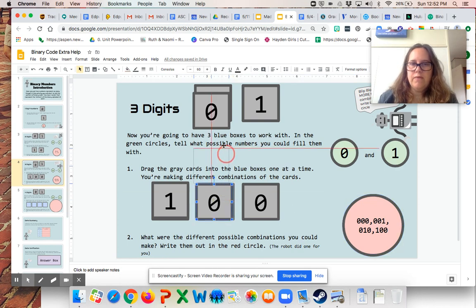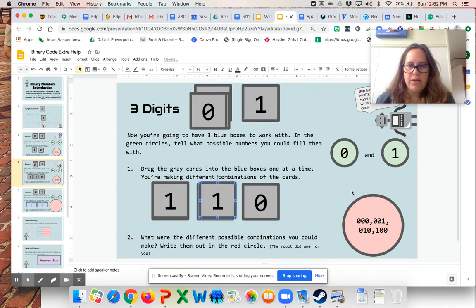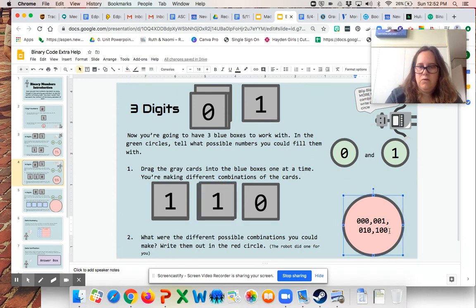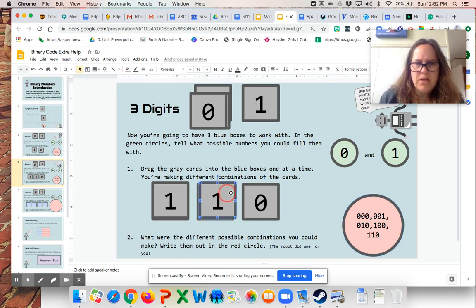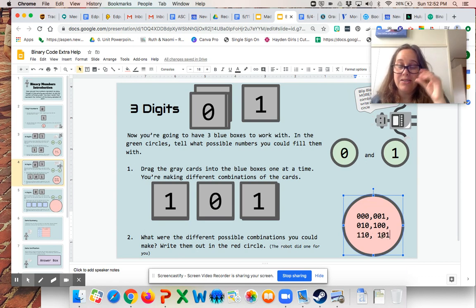Why don't I get rid of this 0, and now I'm going to start working with two ones, not just one 1. So I could once again have 1, 1, 0. What if I moved that 1 around and move the 0 around? Then I can get a new combination. It's 1, 0, 1. So at this point, we have 6 combinations already.